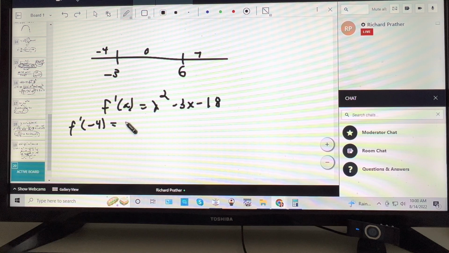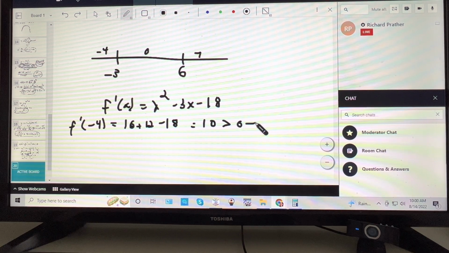So negative 4 squared is 16. Negative 3 times negative 4 is positive 12. Minus 18. This is 28 minus 18. This is 10. But more importantly, it's greater than 0. When a derivative is greater than 0, that's a portion of the graph that's increasing. So we're increasing until we get to negative 3. And then right at negative 3, the graph's flat for a second. So the only question is, does it keep going up or does it turn around and go down?